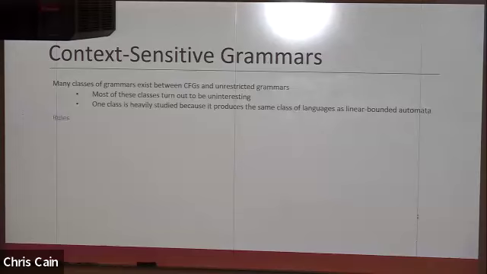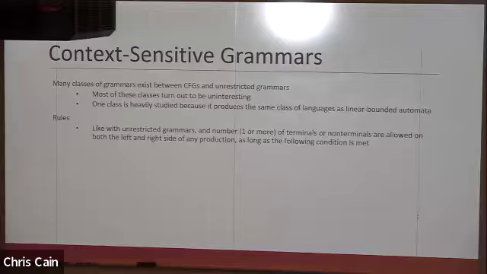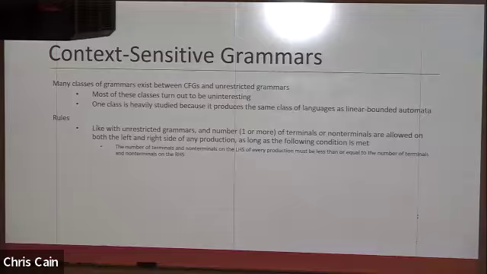So, rules for context-sensitive grammars. Just like with unrestricted grammars, we're going to get rid of the one non-terminal only on the left-hand side; we will allow any number of terminals or non-terminals on both the left and right-hand side of the production, as long as, and this is the interesting condition, the number of terminals and non-terminals on the left-hand side of a production must be less than or equal to the number on the right-hand side. So it is only ever expanding in terms of the number of terminals plus non-terminals with every single step. Why is that an interesting restriction?